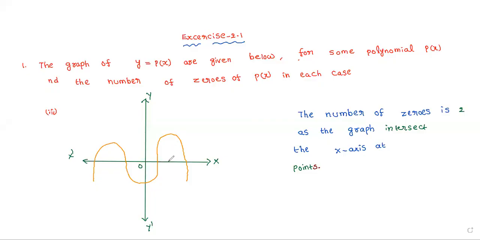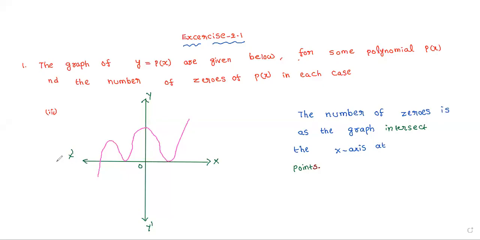Okay. Observe the diagram. The number of zeros is 1, 2, 3, 4. The number of zeros is 4, as the graph intersects the x-axis at 4 points. So please observe my points. This is the first point, second point, third point, fourth point. So the number of zeros is 4. Okay. Write down.